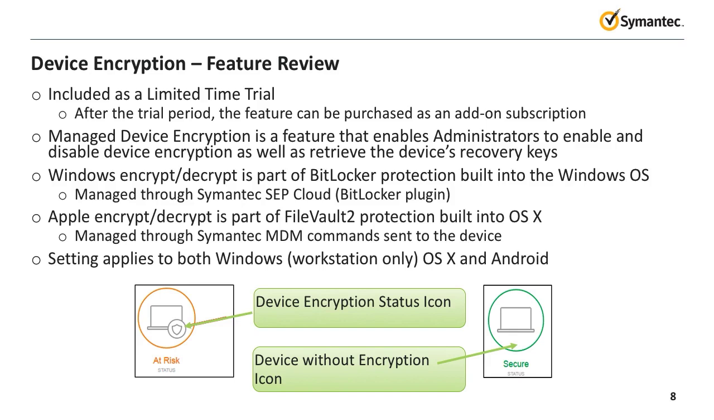For Windows, encryption and decryption is part of BitLocker protection built into the Windows operating system and is managed through SEPcloud using a BitLocker plugin. Apple encryption and decryption is part of FileVault 2 protection built into OS X and is managed through MDM commands sent to the device. This feature applies to Windows, Workstation version only, OS X, and Android.